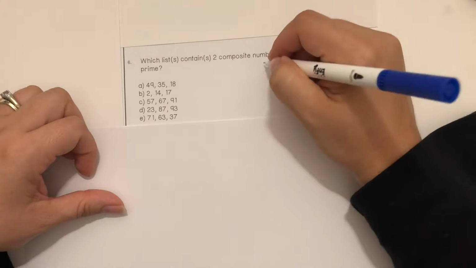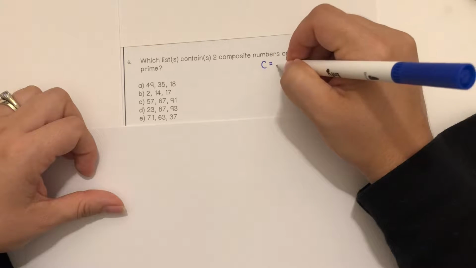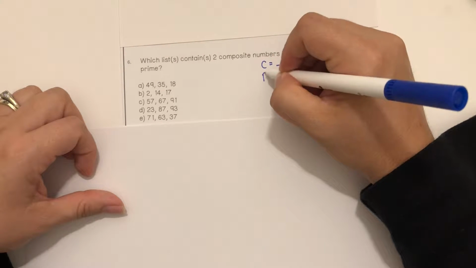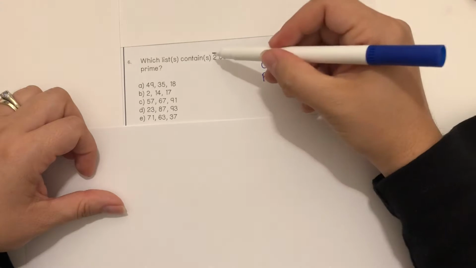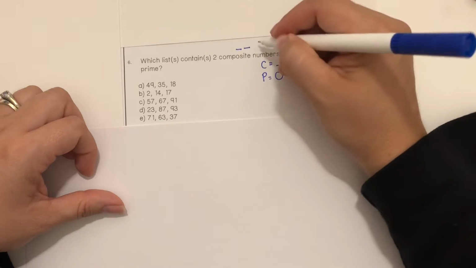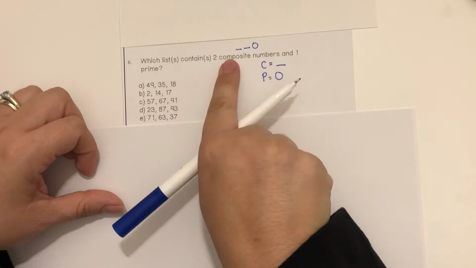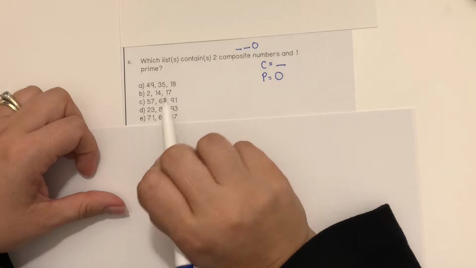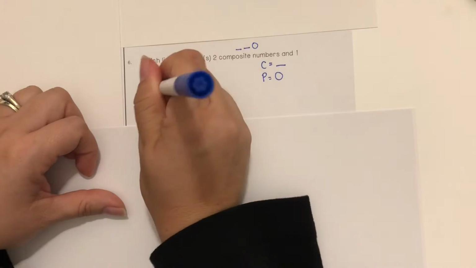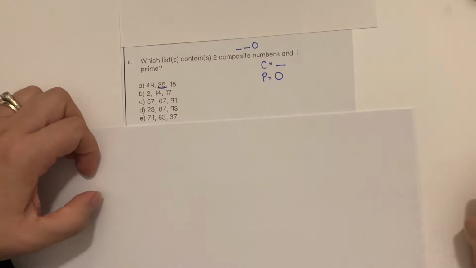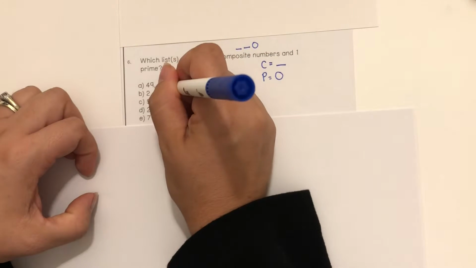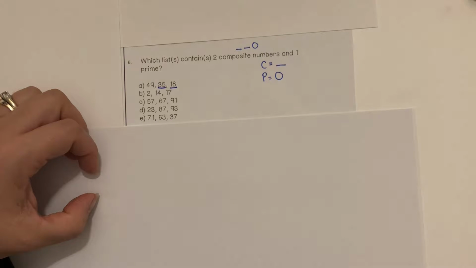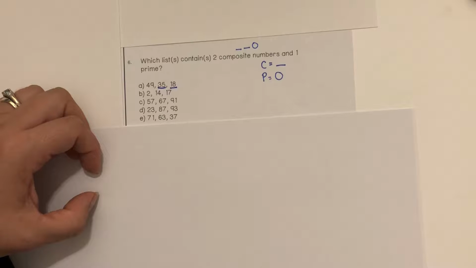And you know what? I'm going to set up a key. I'm going to say that composite is once again an underlined number, and I'm going to circle prime numbers. So what I'm looking for is 2 underlines and 1 circle in each row because it says I want to have 2 composite numbers and 1 prime. So looking through this, I see that I have 35, which is divisible by 5, as well as 1 and 35. I see 18, and I know that even numbers other than 2 are composite, because any number other than 2 that is an even number is a composite number because it has 2 as a factor.